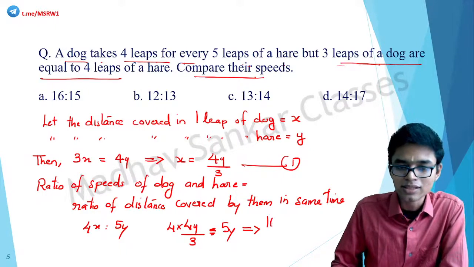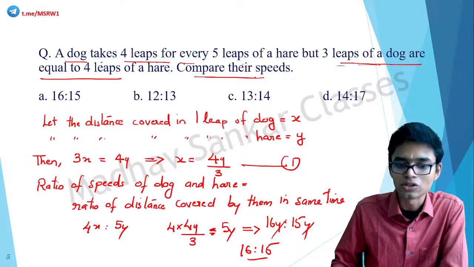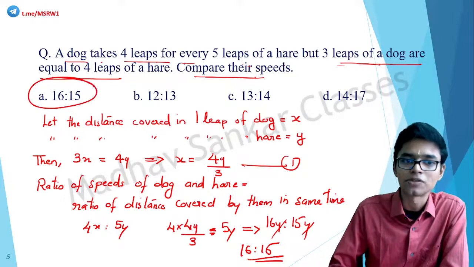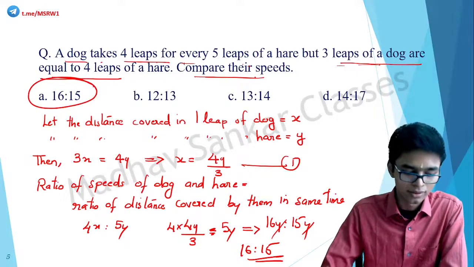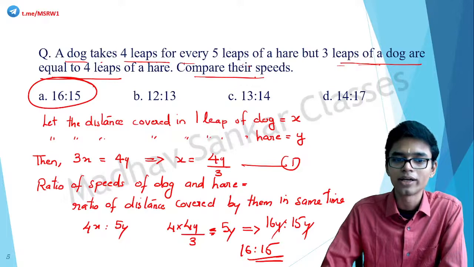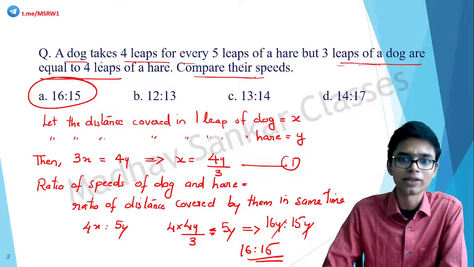Implies 16y is to 15y, and we can cancel out the y's. So the final answer is 16 is to 15, Option A. Understood how I did it? Everything is given in the question.